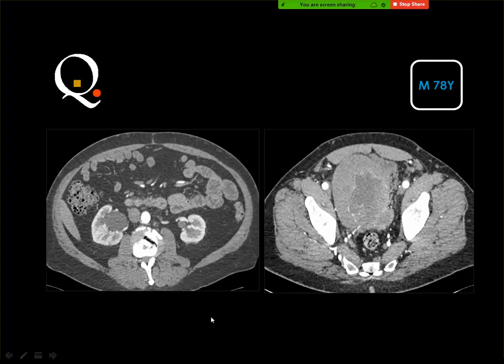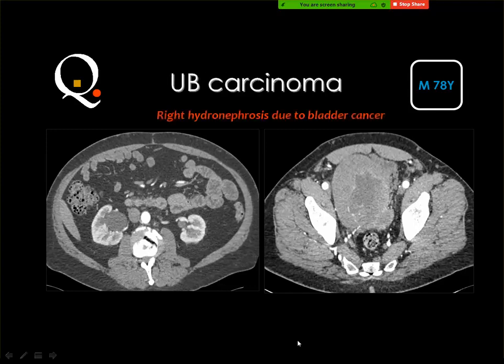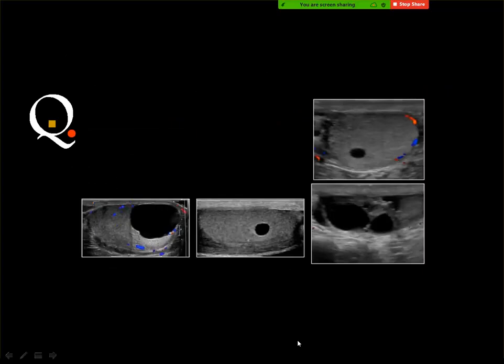Urinary bladder cell carcinoma, and right hydronephrosis. Yes, very good. And this is urinary bladder cancer because of the marked concentric mural thickening of the urinary bladder affecting the orifices of both ureters, which is reflected on the kidneys, as you can see, more evident on the right side. Then, what do you think?